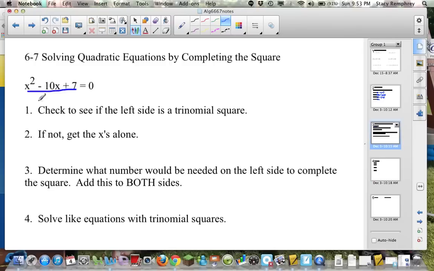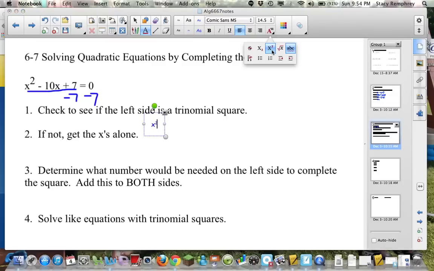And the last thing we did before break was we learned what it was if it was. This time it wasn't. So the first thing I said is get the x's alone. So I'm going to subtract 7 from both sides. Okay. And this is going to get a little tricky for me with the typing, so I'm going to try it this way. So I get x squared minus 10x equals negative 7.